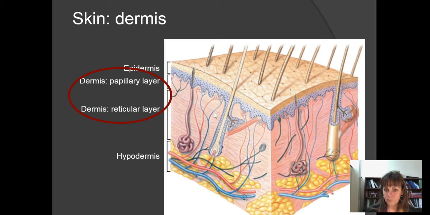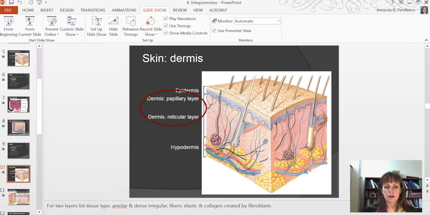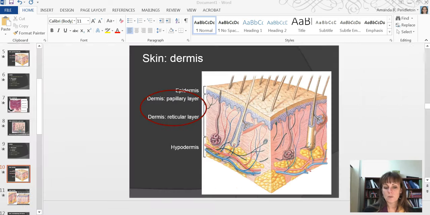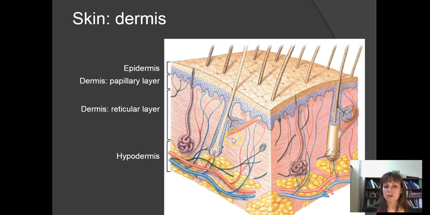Okay, that's another structure. Finally, one structure we have here is going to be the erector pili muscle. If we want to write that out, erector pili. This is a smooth muscle. Hopefully you remember from your nervous system lecture that it is controlled by the sympathetic nervous system. When it contracts, it raises or changes the angle of that hair and causes the skin around the hair to pucker, and so it gives you goosebumps. That's what contraction of the erector pili muscle does.